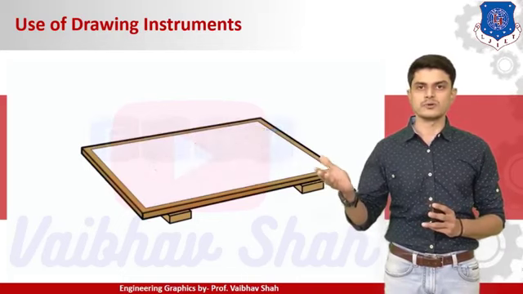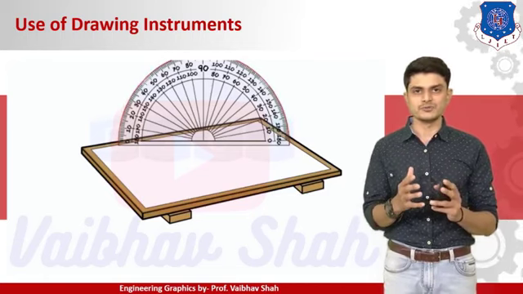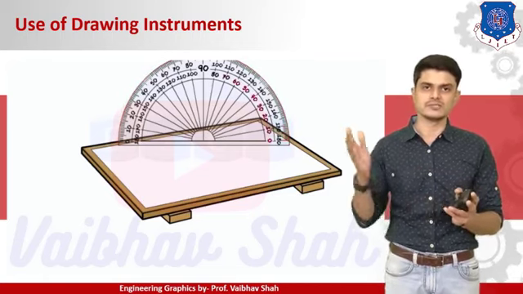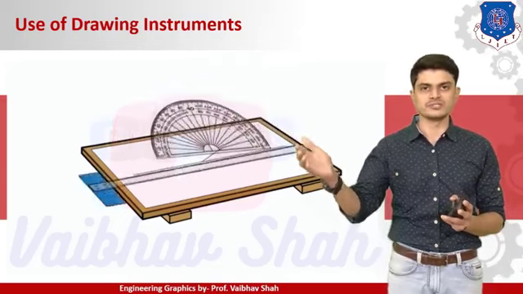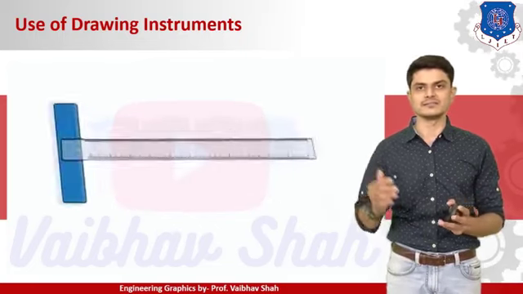Then ruler, you can draw any straight line with the help of ruler. Now protractor is a device you can draw and measure at any angle with the help of protractor. So this is a 0 to 180 degree protractor. So you can place the protractor onto your drawing sheet and you can either draw the angle or measure the angle like it is seen here.